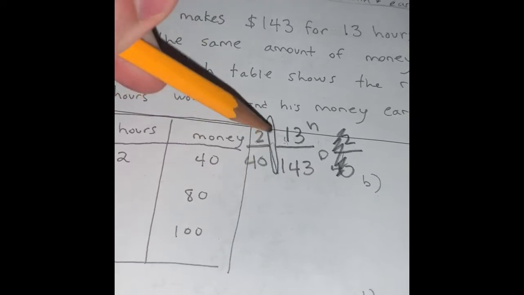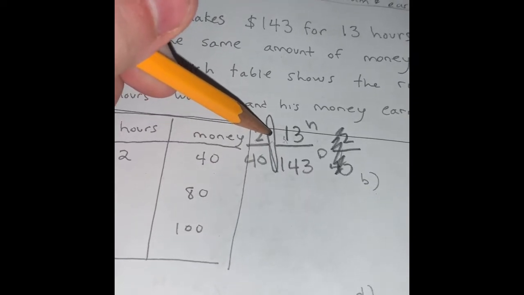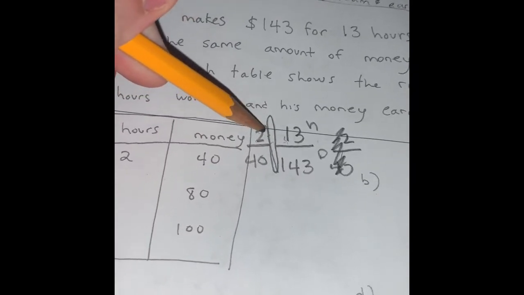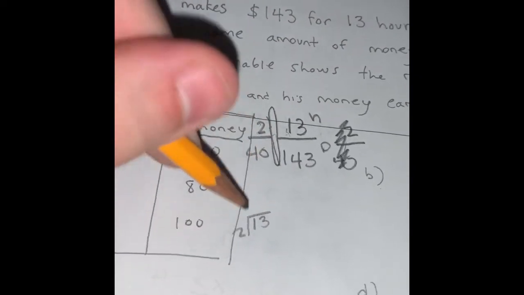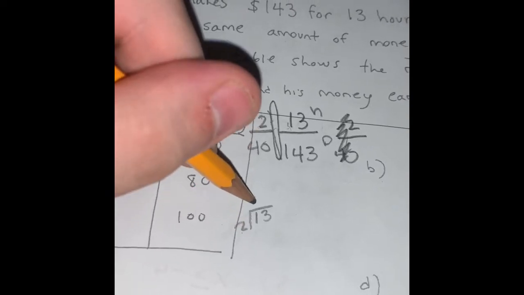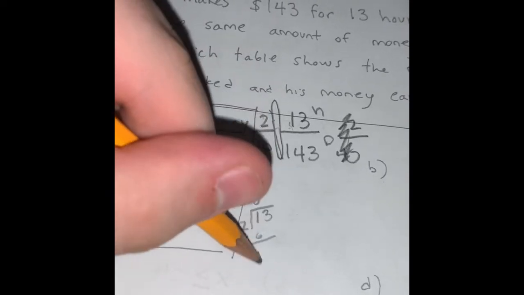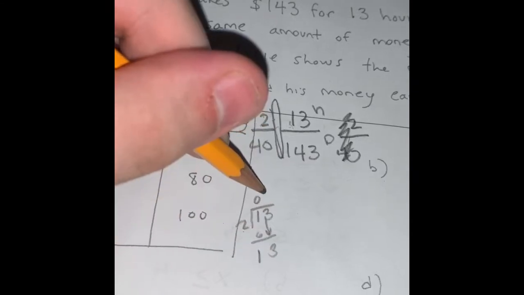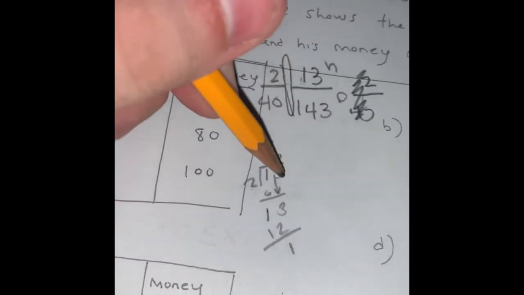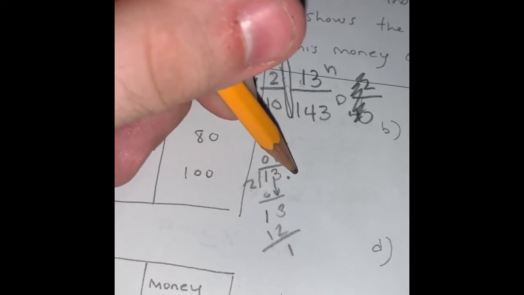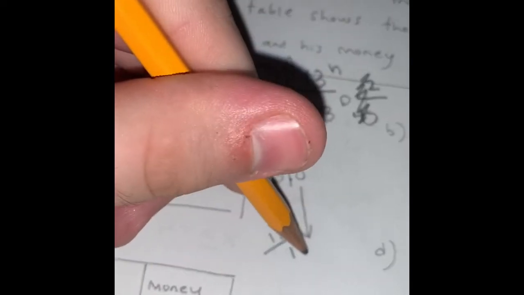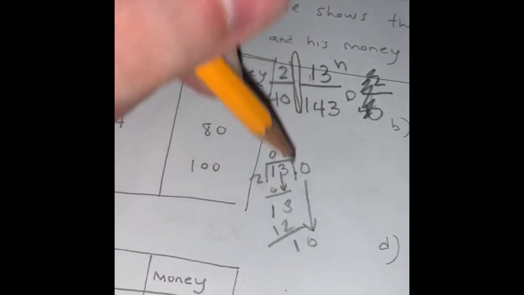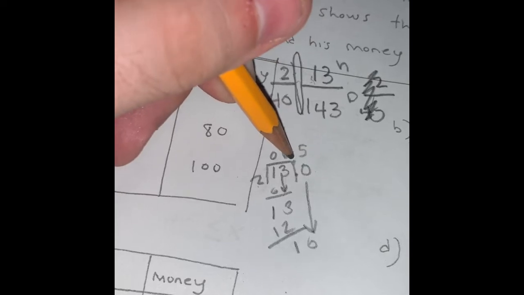What I'm trying to find is the scale factor. The way I do that is I'm going to find 13 divided by 2. I know 2 can't go into 1, but I know 2 can go into 13 6 times, and that gives me 12. Now I'm left with the remainder, and what I do then is I put a decimal up and bring down a 0. My new number is 10, and 2 goes into 10 5 times.